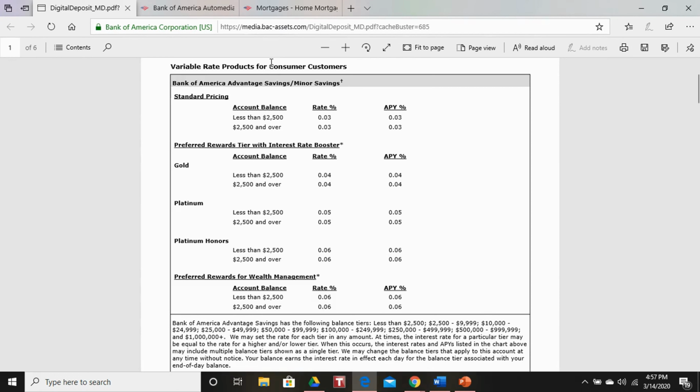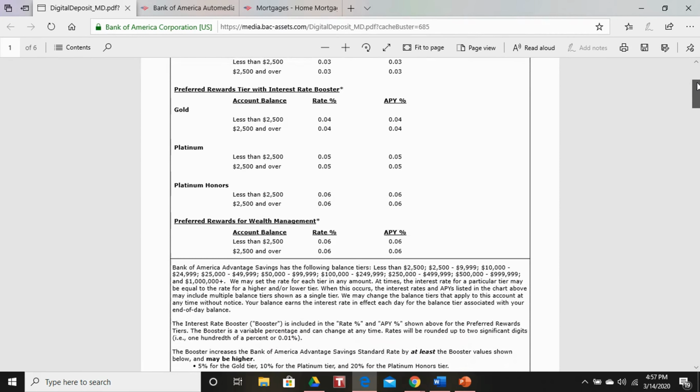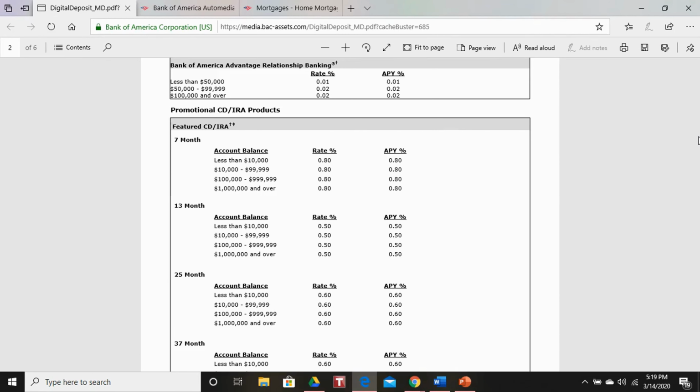So if you put your money into an account paying 0.03%, what's going to happen is you're going to make a whopping 30 cents on a $1,000 deposit. I just did $1,000 to make the math easy, but you can see, well, here you get 40 cents, 50. Let's look at the CD rates.